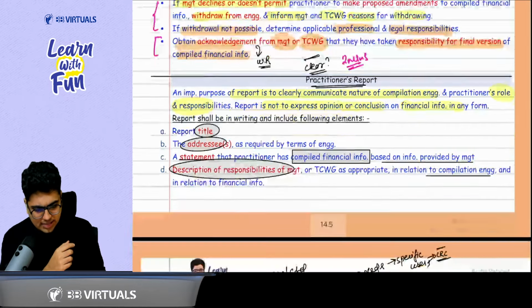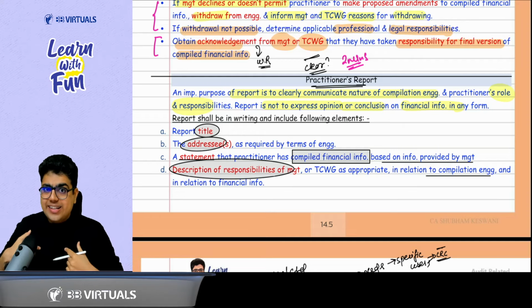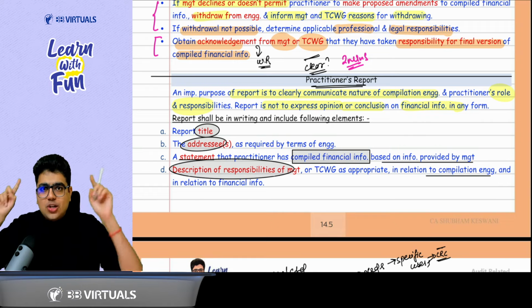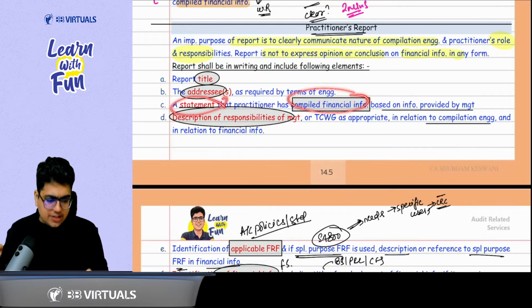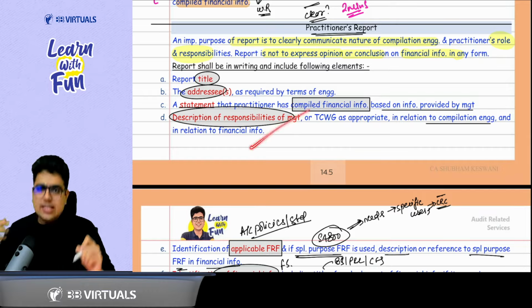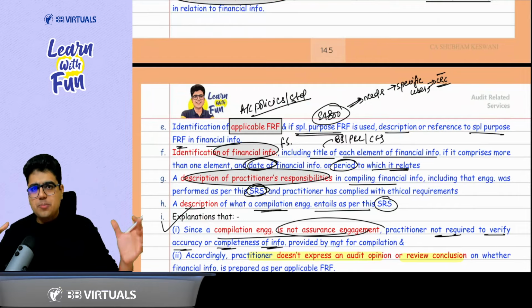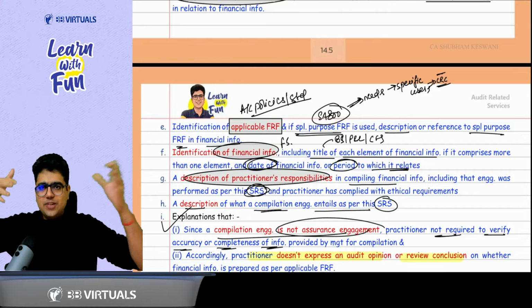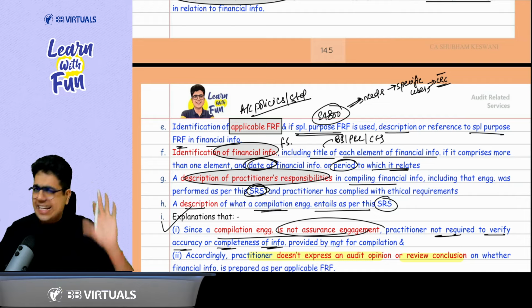Okay, sir. Then comes the practitioner report. Very easy. In the practitioner report, highlight carefully that you are not the auditor, you are the practitioner. So you as a practitioner are compiling the financial information, not providing any opinion on it. Okay. So give a title, give an addressee to whom you are addressing this report. Statement that the compiled information is provided by the management. Description of the responsibility of the management. Plus, along with that, describe the applicable FRF, the accounting policies that you have used. Then identify the financial information, that is the financial statement, title of each statement included in the financial statement, date and period covered by the financial statement. Basic information, just read it, relax.